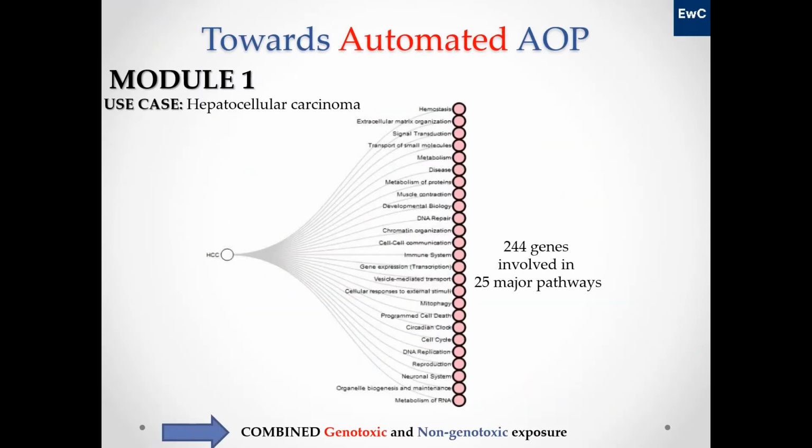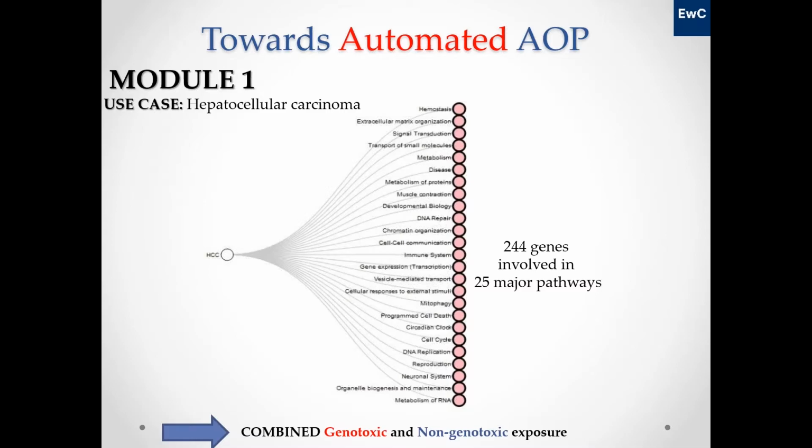The first part of the workflow was that we started with module 1. So it was the database on gene-pathway-disease associations that I mentioned before. We just filtered for hepatocellular carcinoma because non-genotoxic induced hepatocellular carcinoma was not present as a terminology.